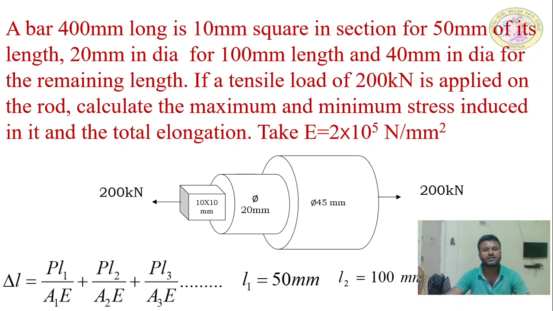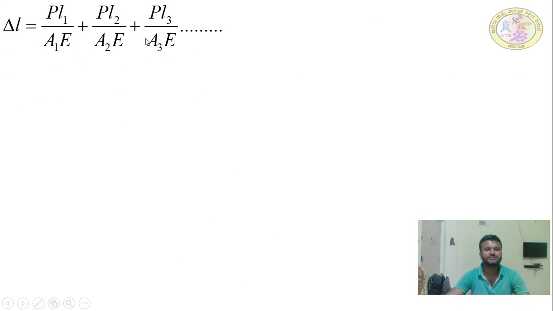Then how to find the change in dimension or total elongation? Delta L is equal to PL divided by AE is the formula, and for three sections, PL1 divided by A1E plus PL2 divided by A2E plus PL3 divided by A3E. This is the formula to find the elongation of the bar. Okay, move on to the next slide.